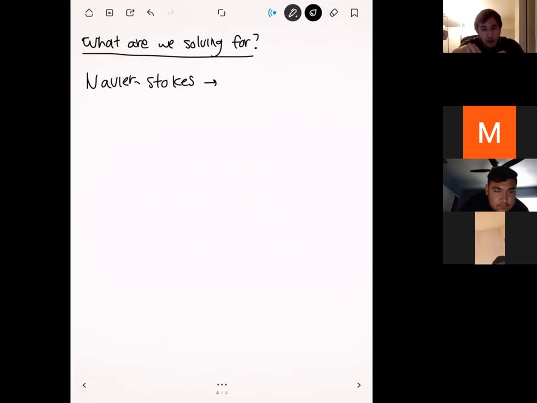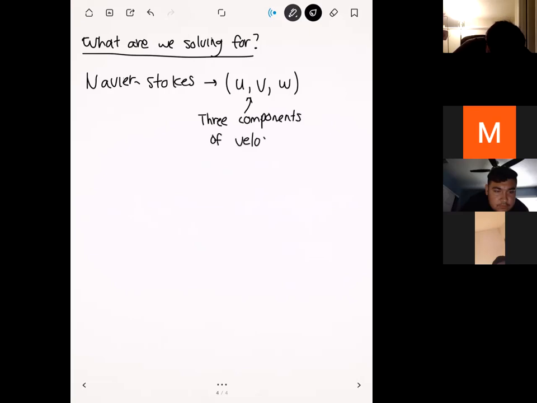So it's actually not the first thing that the solver solved for. The first things the solver solves for are the three components of velocity, and pressure. Okay, so there are basically four unknowns that we have to solve for, and that's part of what makes Navier-Stokes so difficult, that there are so many unknowns to solve for.